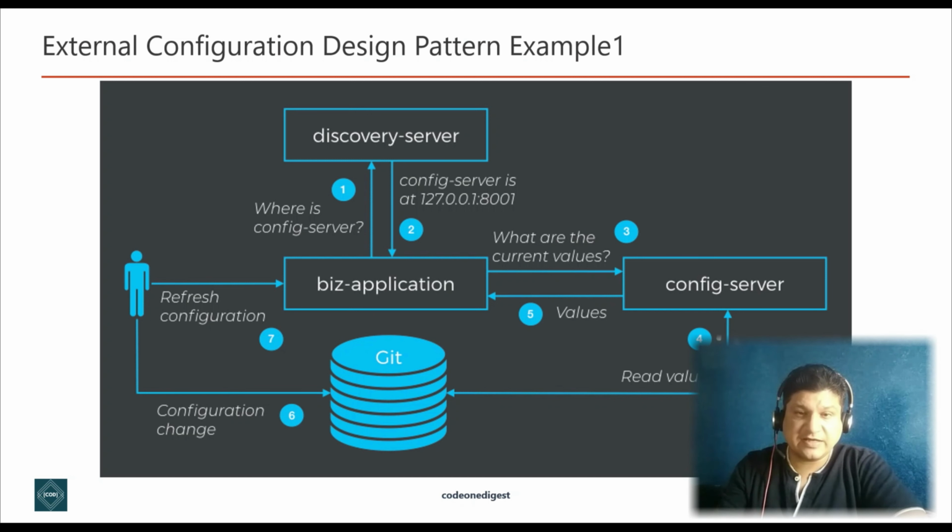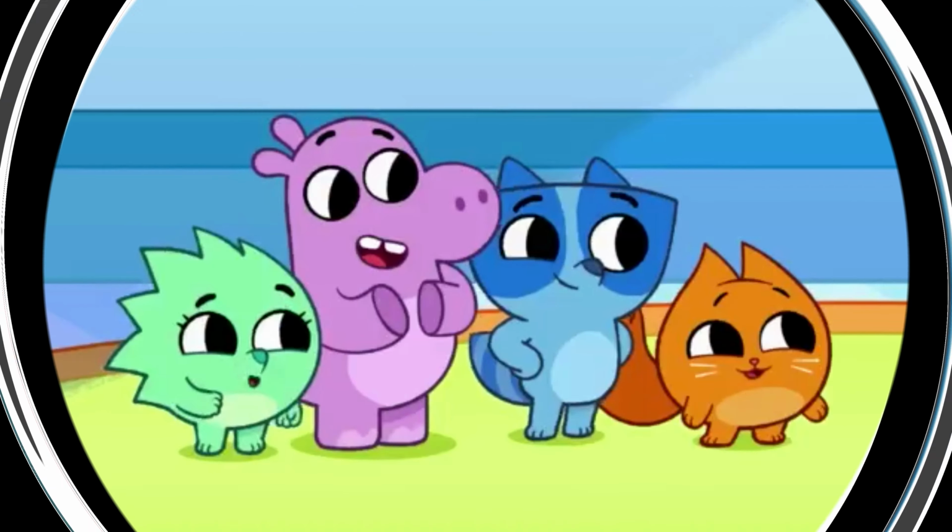The business application asks the config server for the configuration data, that is key value pairs. The config server reads the configuration values from external storage, which happens to be a Git repository. The values are returned to the business application, and the administrator of the application modifies the configuration stored in the Git repository and commits the changes. The administrator notifies the business application about the change in the configuration, and the application needs to reload the configuration.